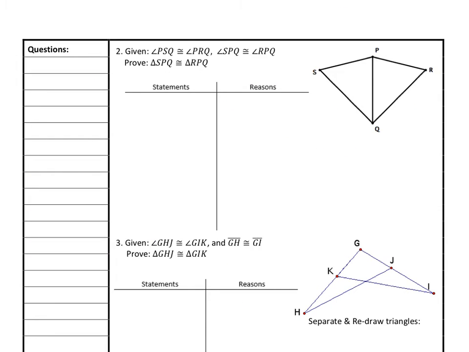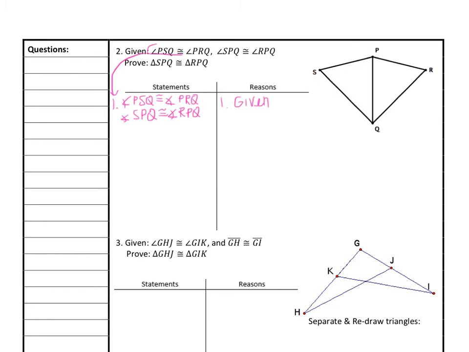Alright, so here our T-chart is drawn for us. I want you to pause the video, write in your first statement and first reason, because remember, it always comes from the given. That's an easy little bit to remember. So you're copying down the given right here in number 1. Okay, so hopefully you copied it down word for word, and then your first reason is given, because they gave it to you.